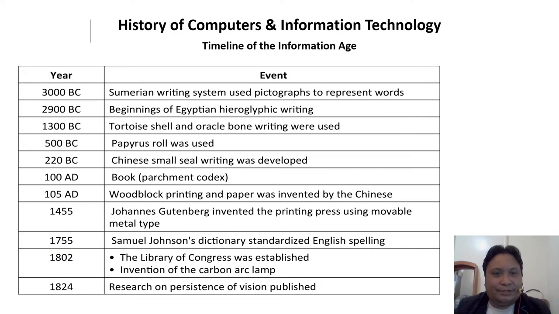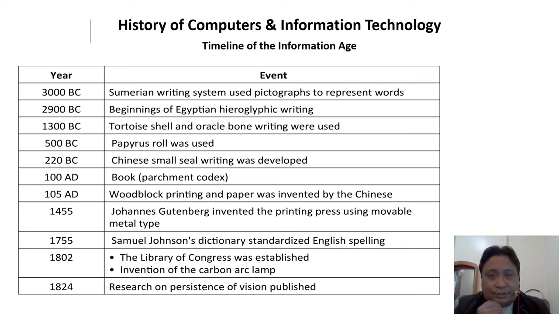Okay, so here's the history of computers and information technology. I provided here the timeline of the information age, the year, as well as the event. Way back 5,000 years ago, the Sumerian writing system used pictographs to represent words.